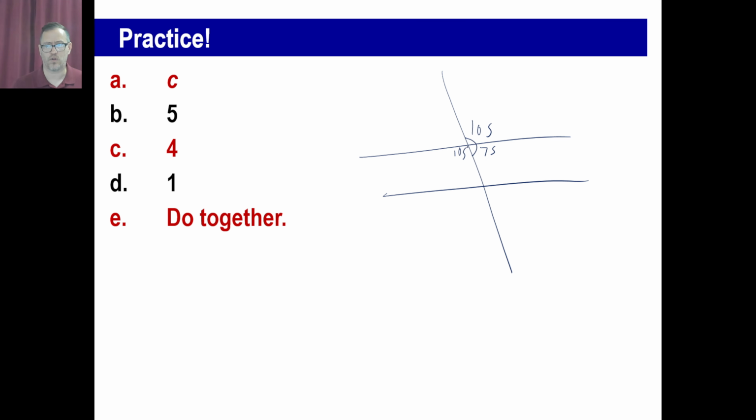Again, these are called vertical angles if they're across from each other. This, of course, will be 75 as well. And then basically the whole thing copies. In other words, this will be 75, that's 105, and that's 105. That's all there is to it.